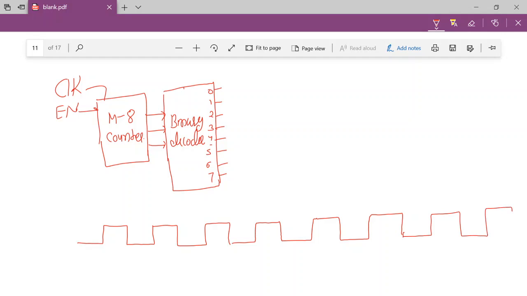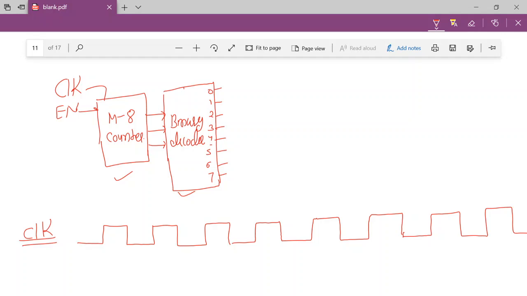Okay, so this is our clock signal. Fine. As we have discussed, we want to produce signals with different duty cycles. Now, if we are going to use these two components, what will happen at the output of the binary decoder? What will happen?